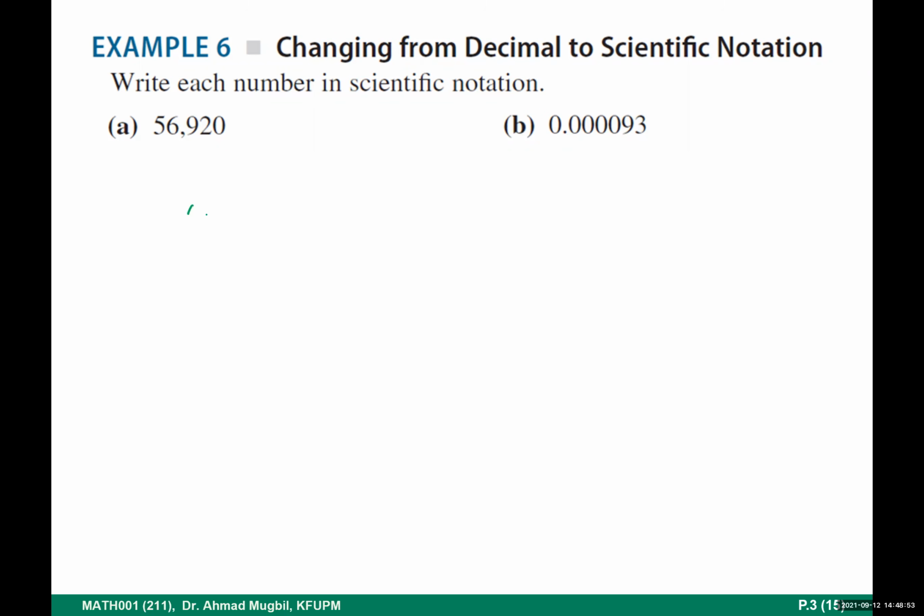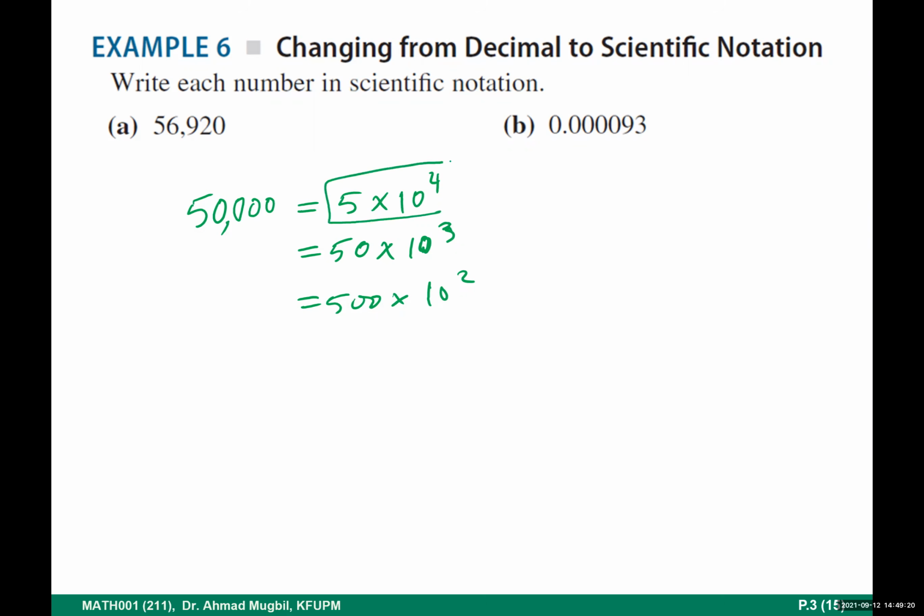Now let me give you an easier example. 50,000. Usually after each 3 digits, we write a comma like this. This is 50,000. We can write it like 5 times 10 to the power 4, or 50 times 10 to the power 3, or 500 times 10 to the power 2. All of them are the same number, the same value. But where is the scientific notation? Which one of them is the right way to write in the scientific notation? This one, the first one.